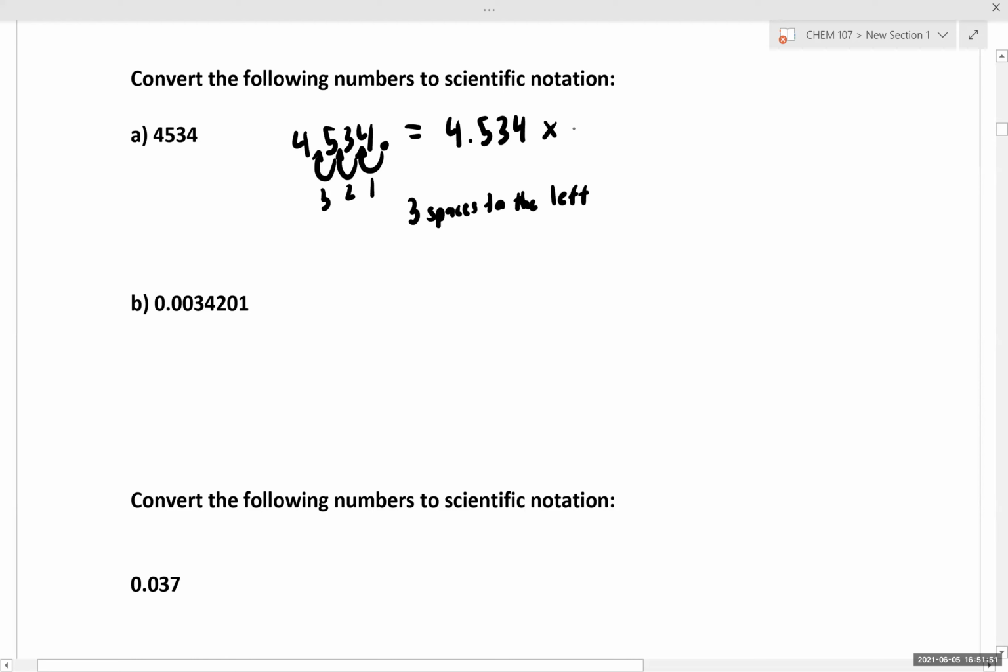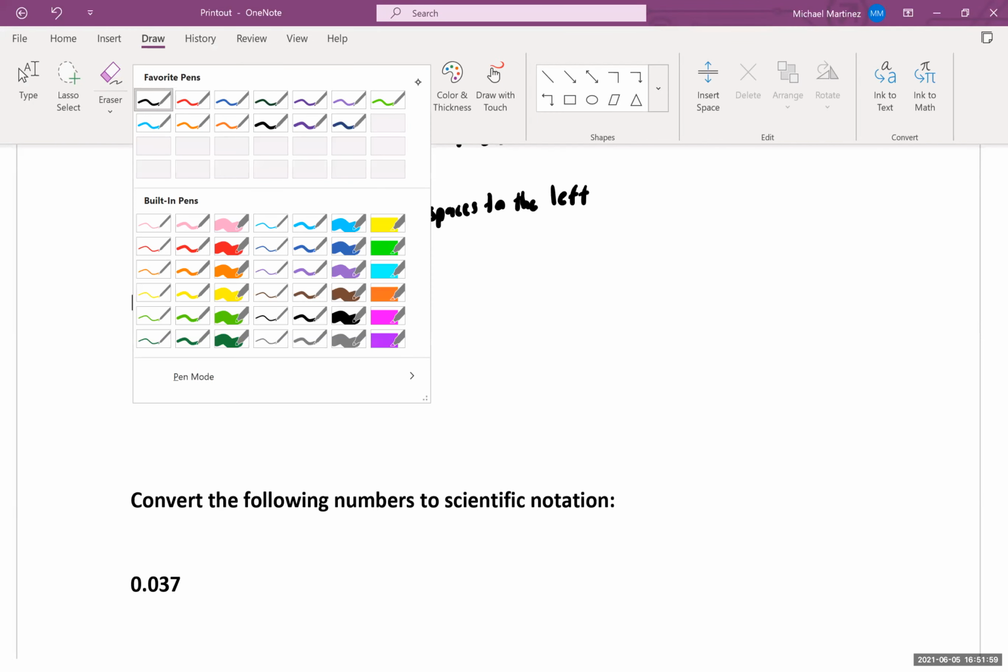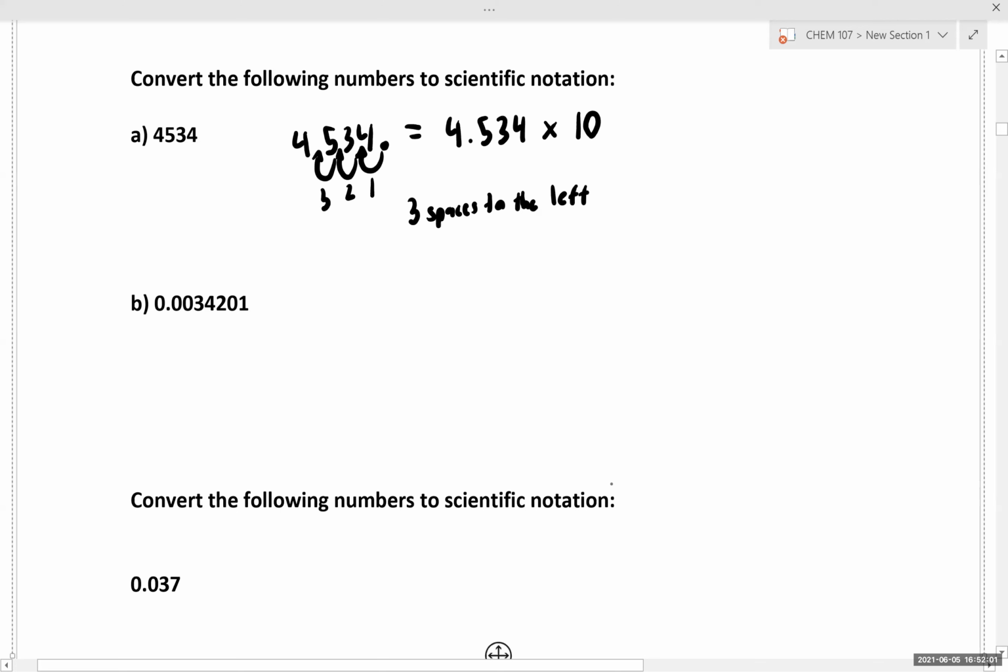So when we convert numbers into scientific notation using this method, because we moved our decimal point 3 spaces to the left, and because we started with a number that's clearly greater than 1, we're going to have a positive power of 10. And since we moved 3 spaces to the left, it would be 10 to the positive third.